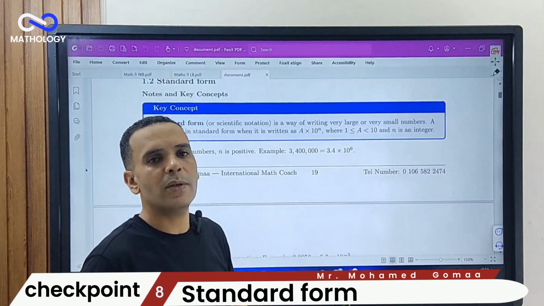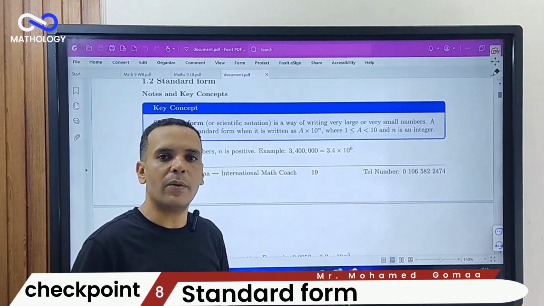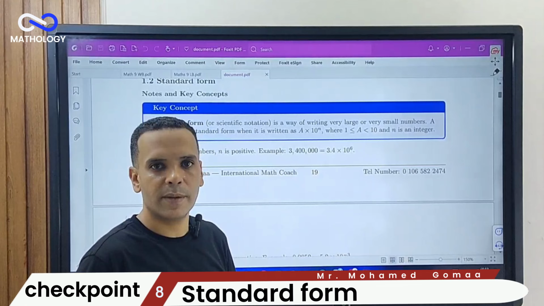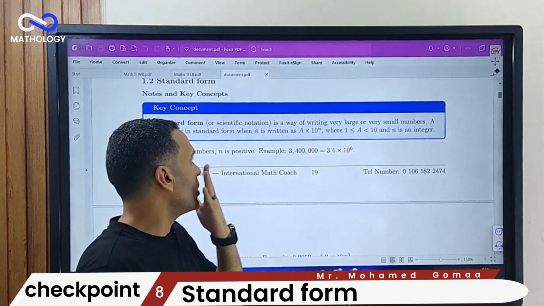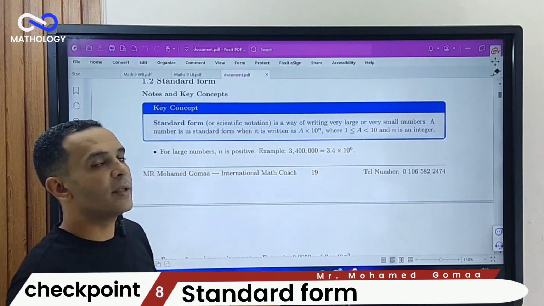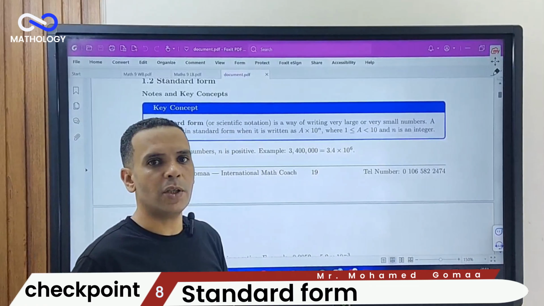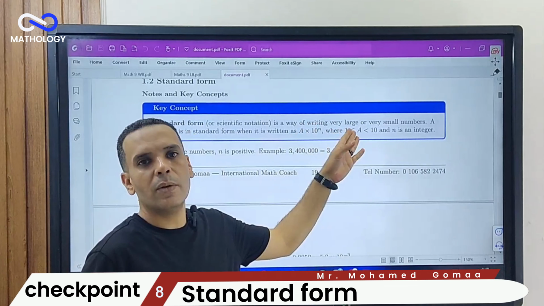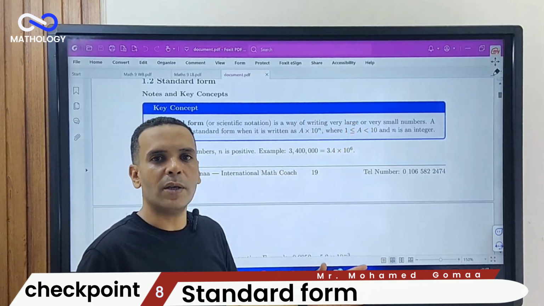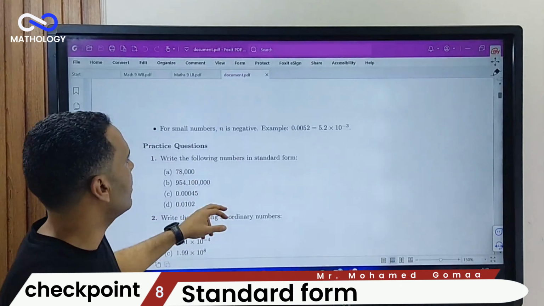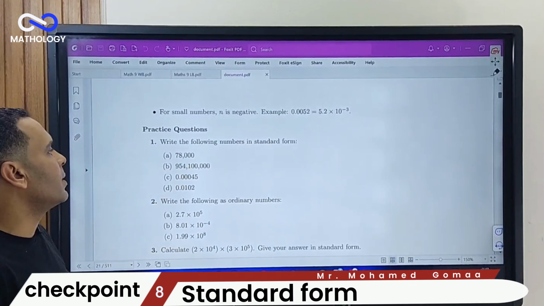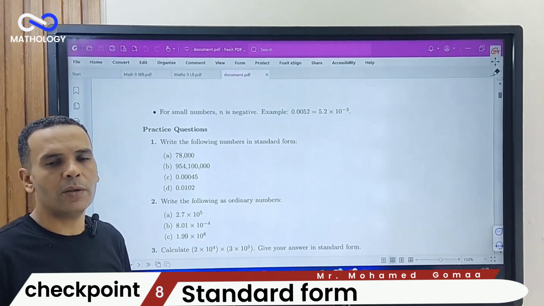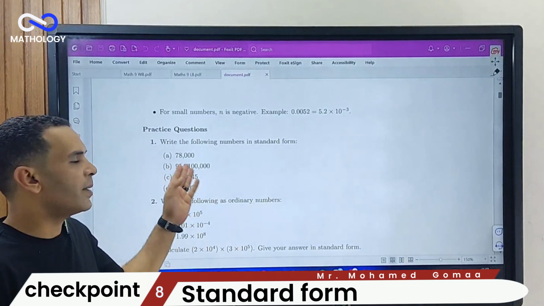The second factor will be 10 raised to any power, like this one, 3.4 multiplied by 10 to the power 6. This form is called scientific notation or standard form, a way of writing very large numbers or very small numbers. This number, 78,000, is it written in standard form?